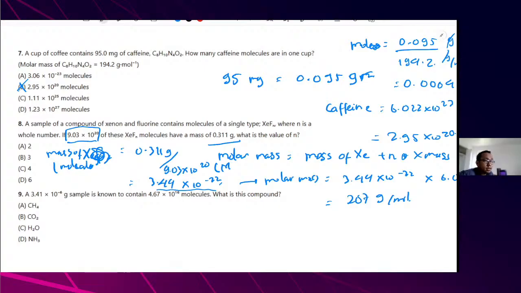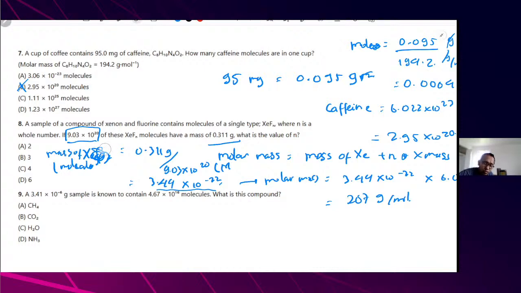So find the mass of one molecule. Mass of one molecule. So grams per mole. This is the gram, this one should be mole. No, not like this way. Okay, mass of one molecule, and then molar mass.